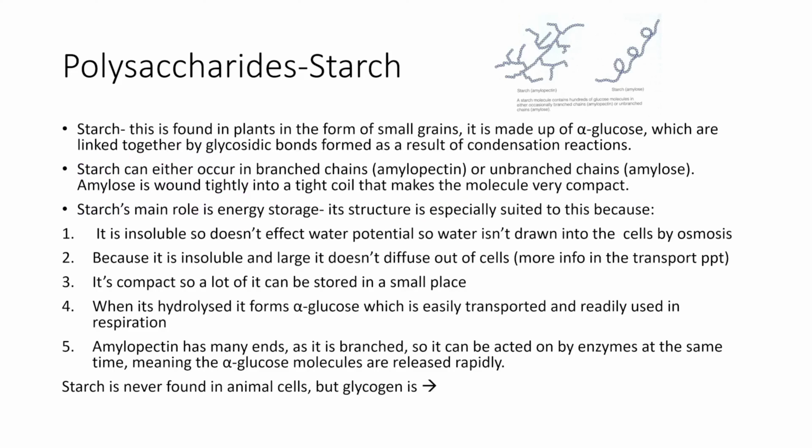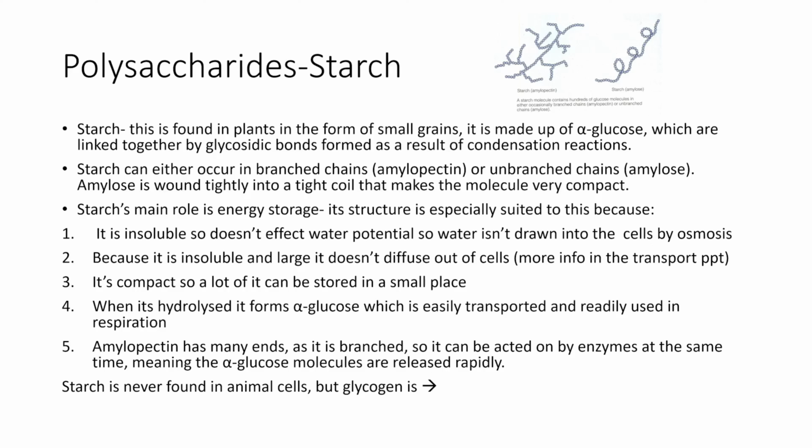Starch is found in plants in the form of small grains. It is made up of alpha glucose, which are linked together by glycosidic bonds formed from a condensation reaction. Now starch can either occur in a branched chain, which is called amylopectin, or an unbranched chain, which is called amylose. Amylose is a tightly wound coil, which makes it very compact.